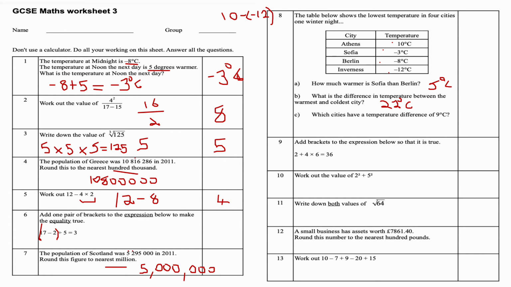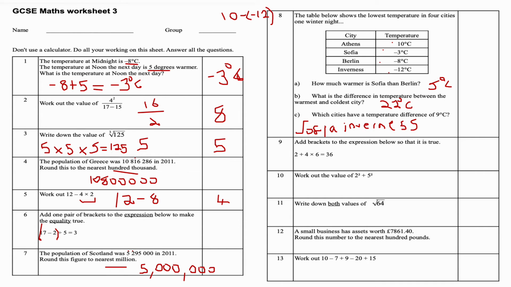This is part C. Which cities have a temperature difference of 9 degrees? Okay, so that's Sofia and Inverness. Okay, so make sure that you are happy with this topic, which is looking like directed number. Okay, so negative and positive number.